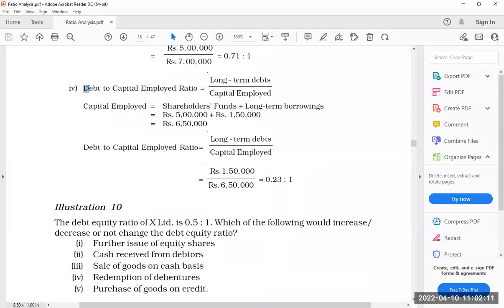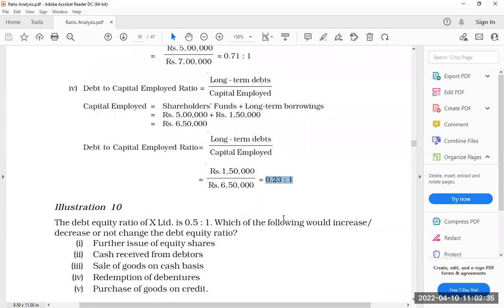That is the debt to capital employed ratio. What's the debt? Long-term debt we already have, that is 1.5 lakhs. Capital employed we already have, that is 6.5 lakhs. So 1.5 divided by 6.5 is equal to 0.23:1. What is the meaning of this 0.23:1?